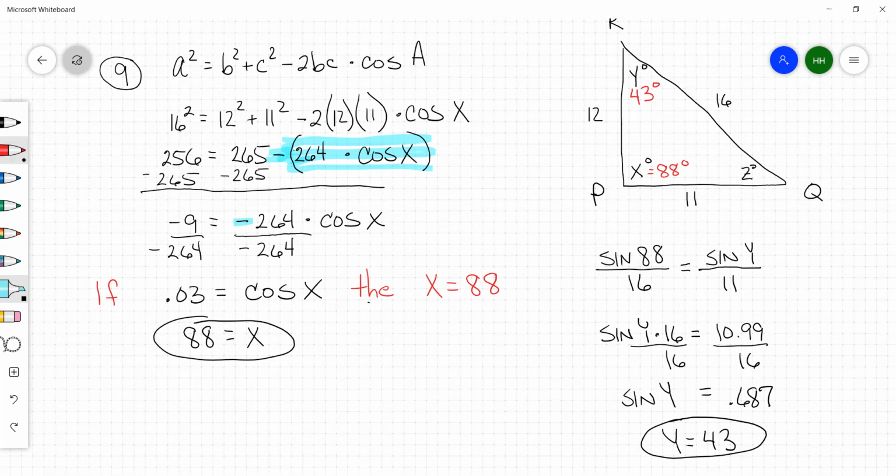So now to complete this triangle, we're going to subtract these two angles from 180. So that leaves z equal to 49 degrees.